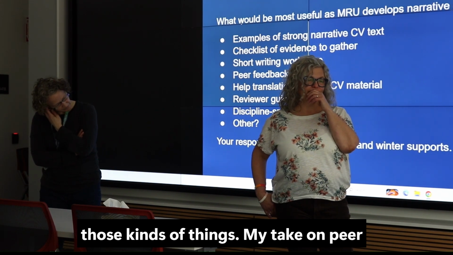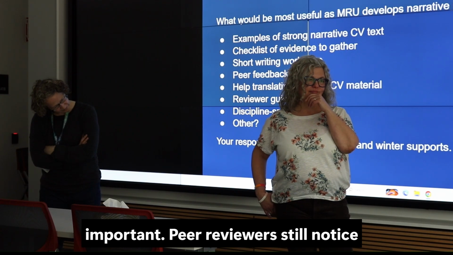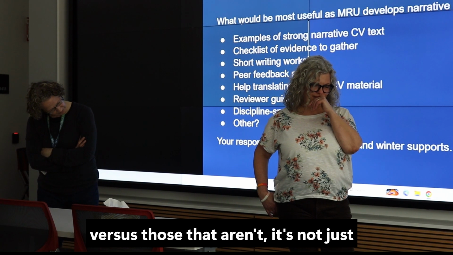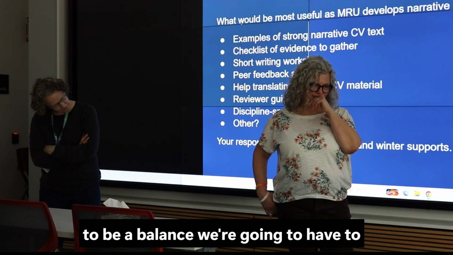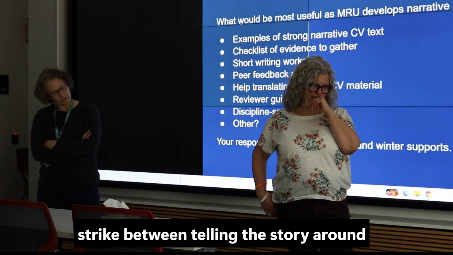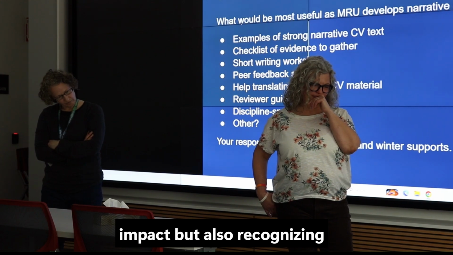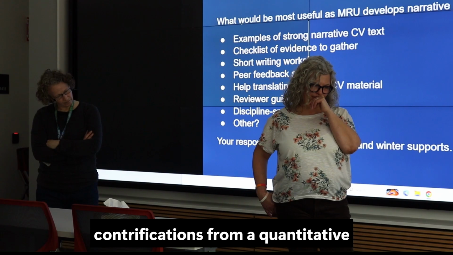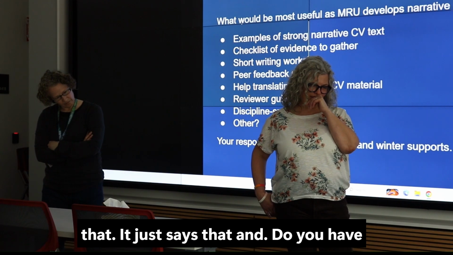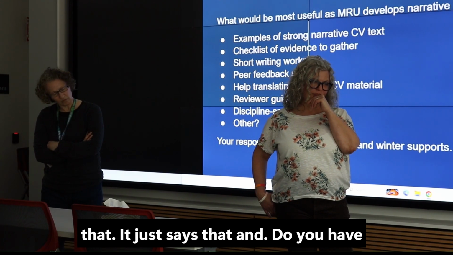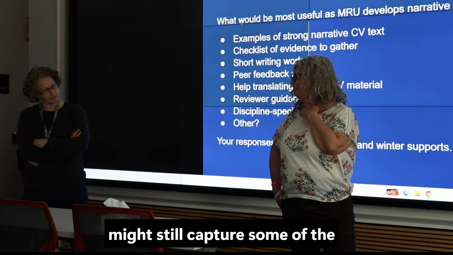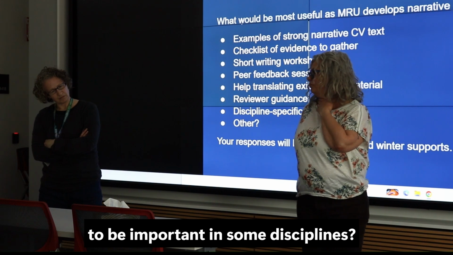My take on peer review is that it's still going to be important. Peer reviewers still notice those people that are pushing hard versus those that aren't. It's not just about the story. So I think there's going to be a balance we're going to have to strike between telling the story around impact, but also recognizing contributions from a quantitative standpoint. I don't think Dora eliminates that. It just says that and. So do you have a sense of how this narrative CV might still capture some of the quantitative metrics that are still going to be important in some disciplines?